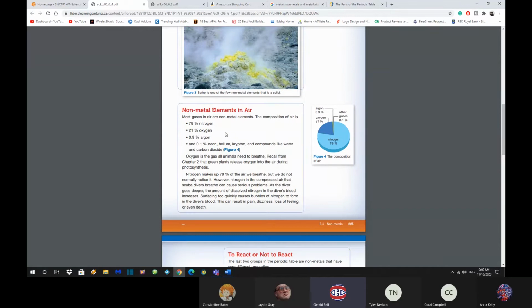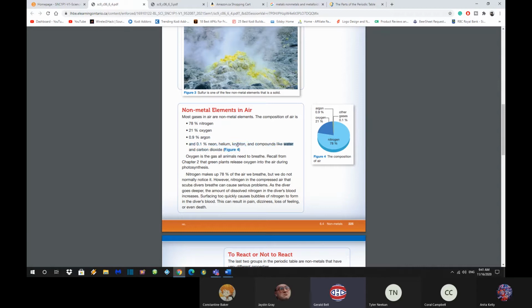Non-metals in the air. Most gases in the air are non-metal elements. The composition of air is 78% nitrogen, and that seems really high, but that's really just because nitrogen is unreactive. 21% oxygen. If you think about it, flames and fire need oxygen to burn, so our air is 21%. If we had a higher concentration of oxygen, then flames would burn very brightly, perhaps even burning out of control. And about 1% argon, and there are some trace elements in there as well.